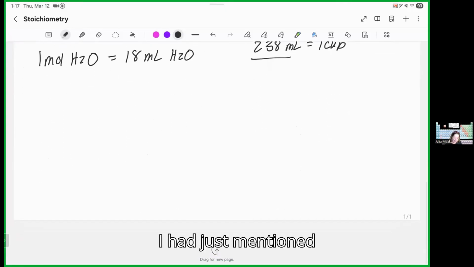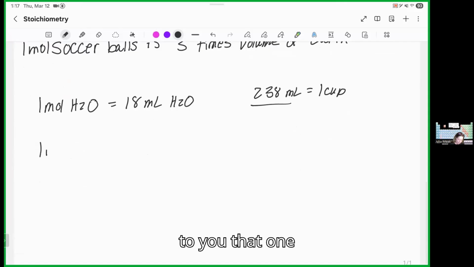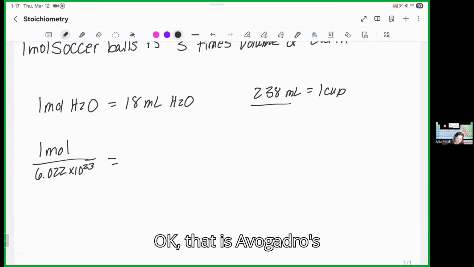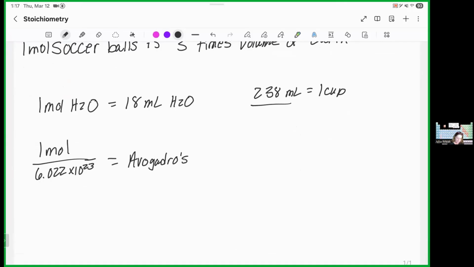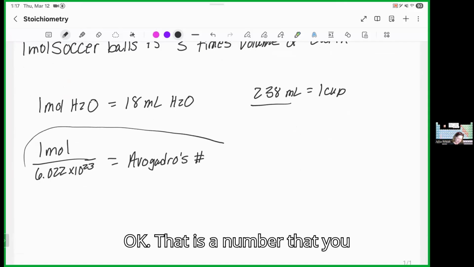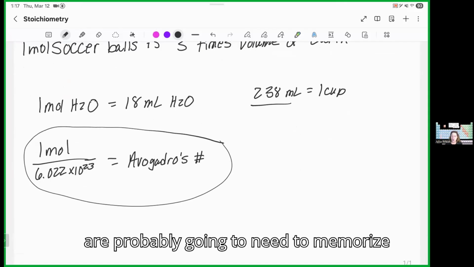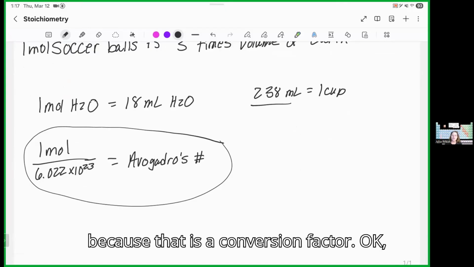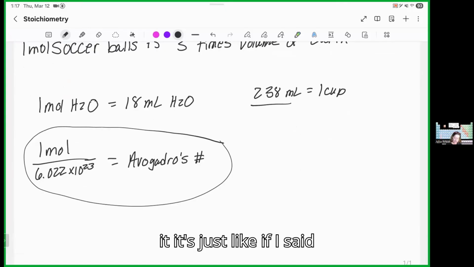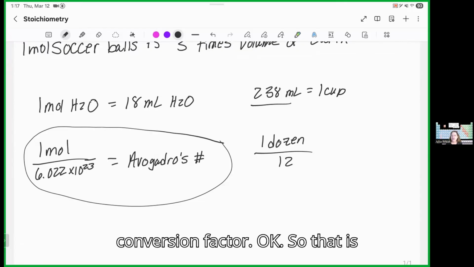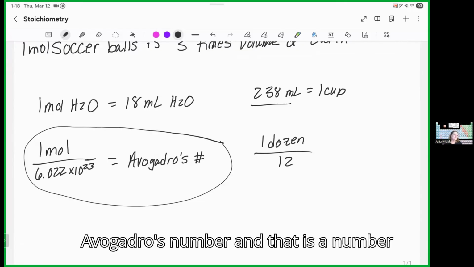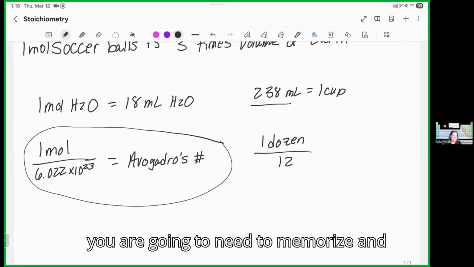Okay, so I had just mentioned to you that 1 mole is 6.022 times 10 to the 23rd. Okay, that is Avogadro's number. That is a number that you are probably going to need to memorize because that is a conversion factor. It's just like if I said a dozen is 12, it's a conversion factor. So that is Avogadro's number, and that is a number you are going to need to memorize.